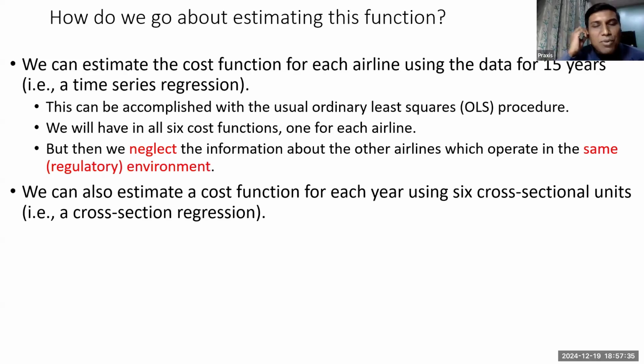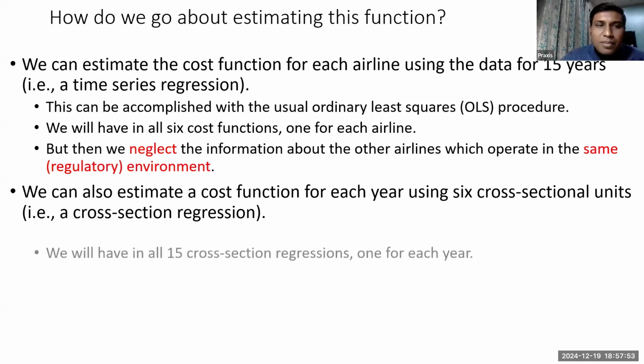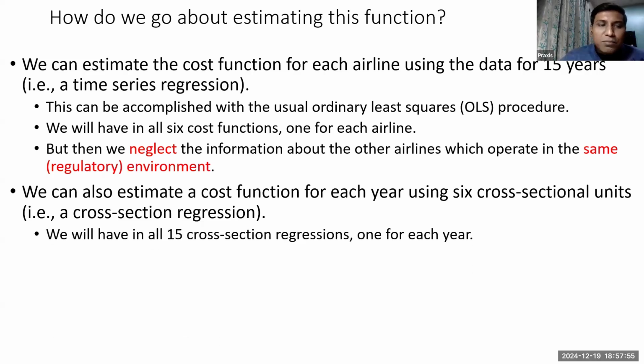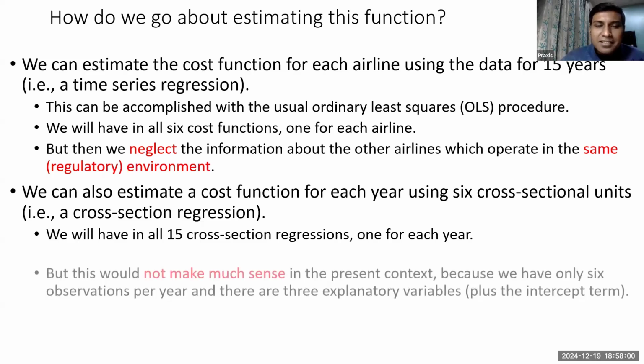Another approach that someone might think of, which is also not a great idea to proceed with, is to estimate the cost function for each year using 6 cross-sectional units. So in that case, you will have 15 regression equations, right? So we will have 15 cross-section regressions, one for each year, right?